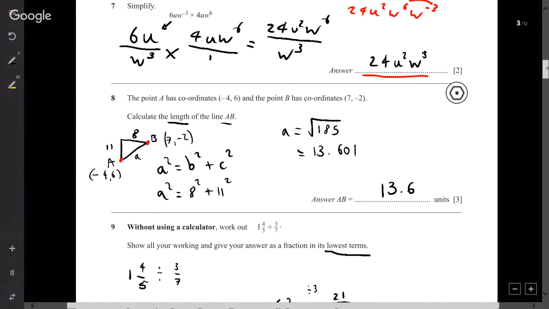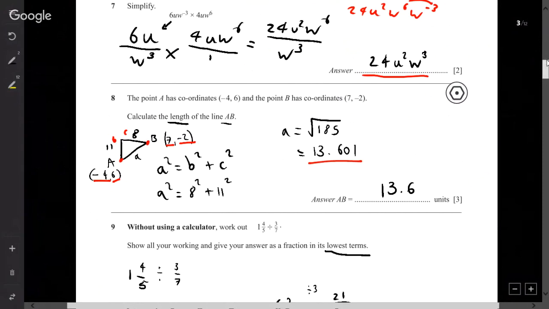So to do that, we need to find b and c. All we do is find the difference between -4 and 7, first of all, which is 11. So that's one side. And then we're going to find the difference between 6 and -2, which is 8. So then all we do is sub b and c into the equation: 8 squared plus 11 squared equals a squared. Do that on your calculator. Then we want to get a to be the subject so that we can find out the length, and so we square root everything on the other side, which gives us 13.601, which we're just going to put as 13.6.